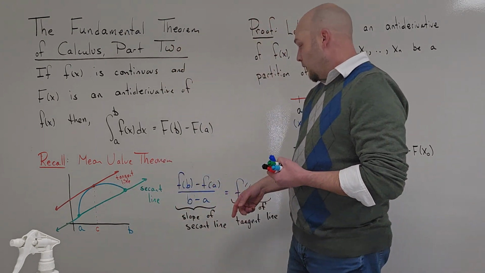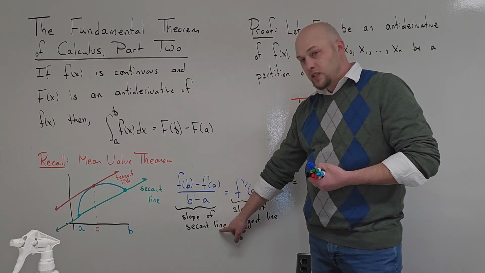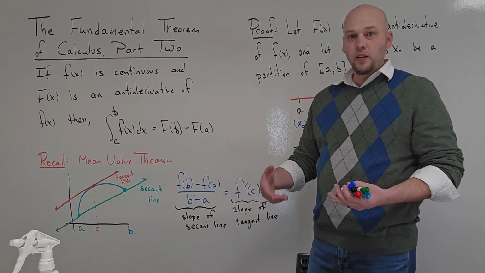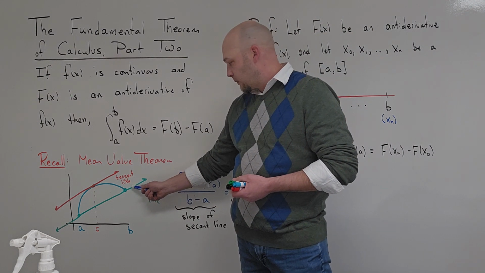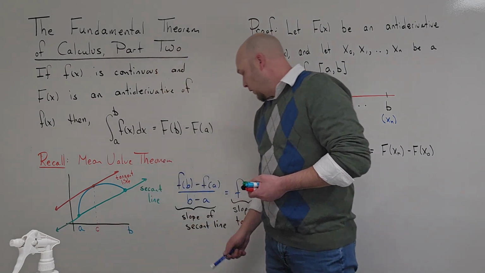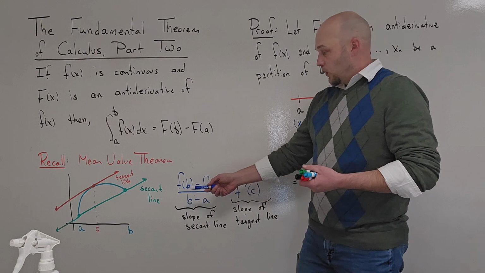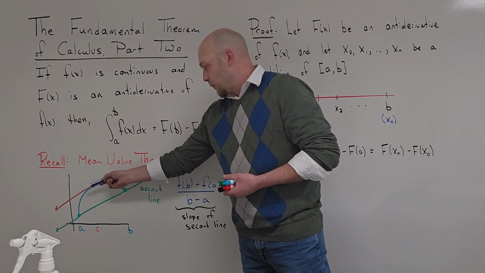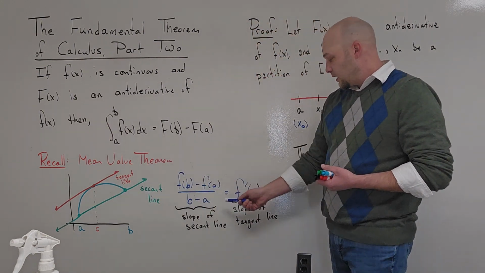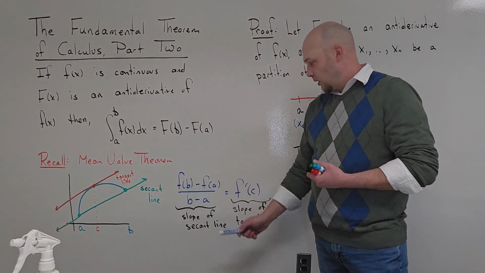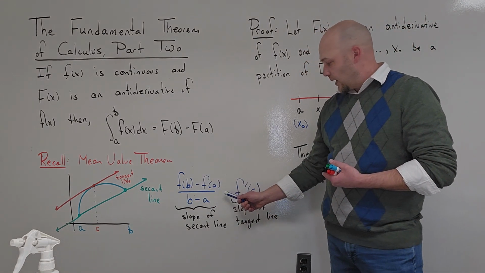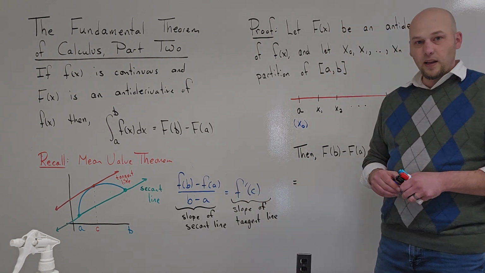Okay. If I look over here, the slope of the secant line, rise over run, change in y over change in x, that'd be the change in the y value divided by the length of the interval for the secant line. Well, if this green line is parallel to the red line, then that's equal to the slope of the tangent line. Meaning I come up with this equation here where I've got the slope of the secant line equals the slope of the tangent line at C.